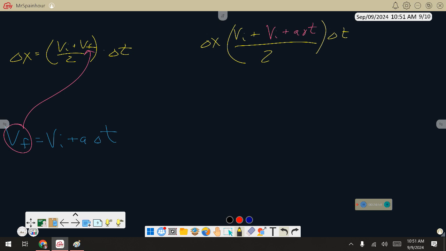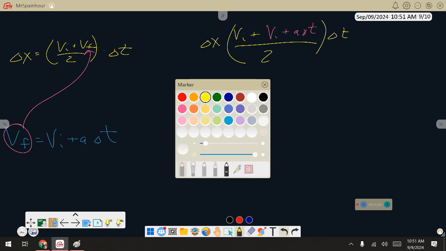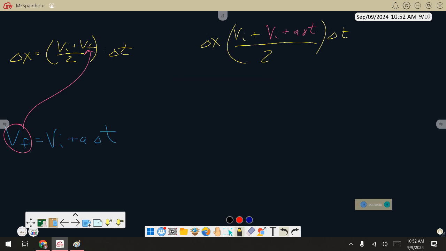So these two equations are identical. The only difference is instead of VF, we have that right there. And now all I'm going to do is quickly simplify. If I asked you to simplify this equation, let's use a different color, by the way, for this math. Please make sure you're doing this math.